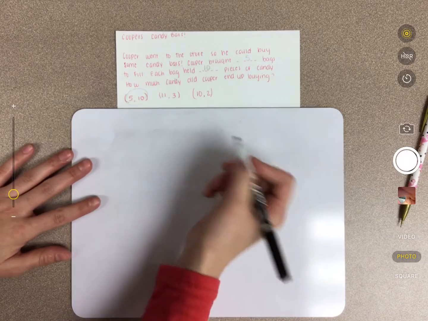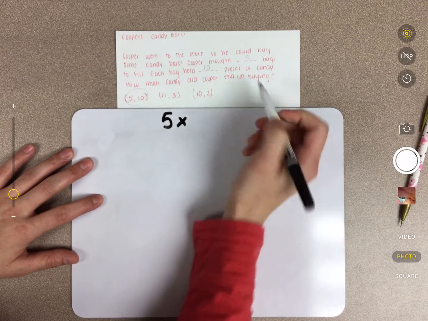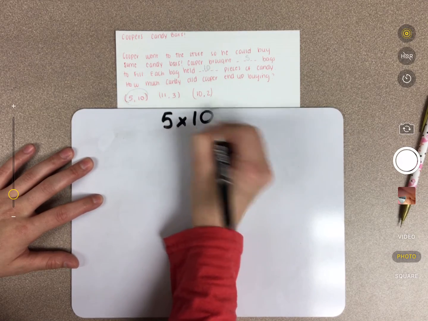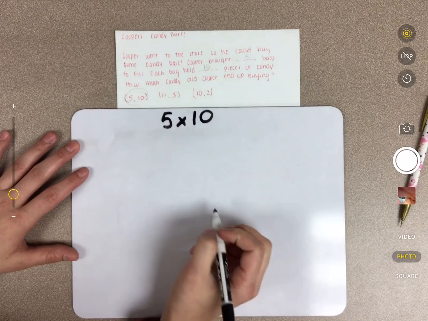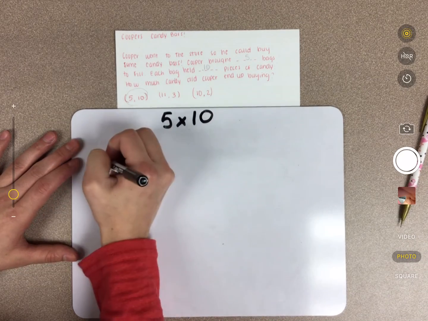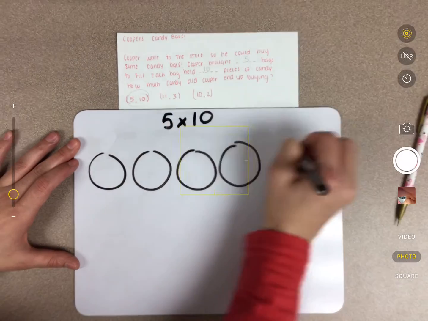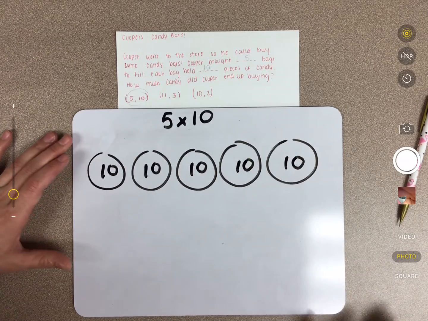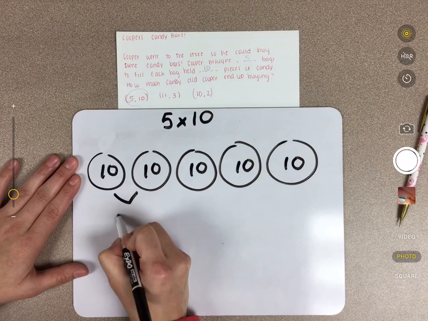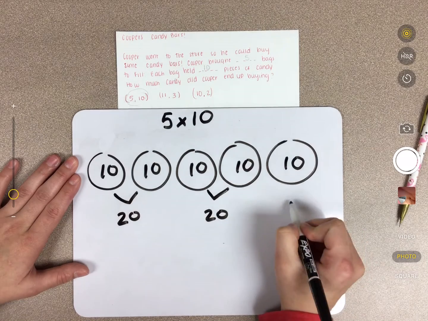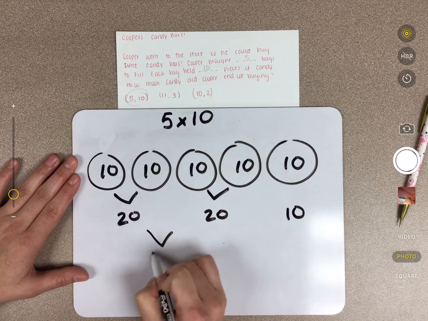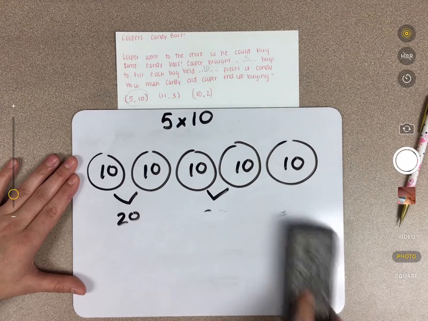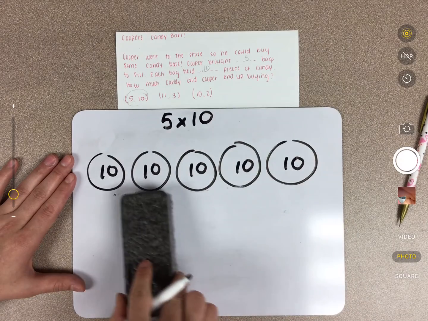And I know that this means I have 5 groups because he has 5 bags, and each bag holds 10 candies. So 5 groups of 10. So that means that I need 10 five times because I have 5 groups, 1, 2, 3, 4, 5, and each group has 10 pieces of candy. So one thing I can do is I know that 10 and 10 is 20, 10 and 10 is 20, and then one more is 10, so 20 plus 20 is 40, and then plus 10 more is 50. Or if you know how to count by tens, you could have just done 10, 20, 30, 40, 50.